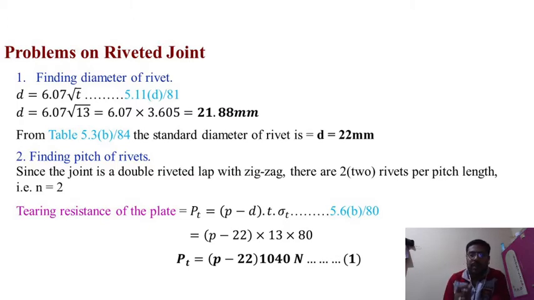Take the equation. Then PT is equal to P minus d, where the diameter of the rivet d is equal to 22, into t, which is equal to 13 mm, and sigma T is equal to 80. Then substitute all the values here and find the tearing resistance PT. PT is equal to P minus 22 into 1040 newtons. This is equation number 1.